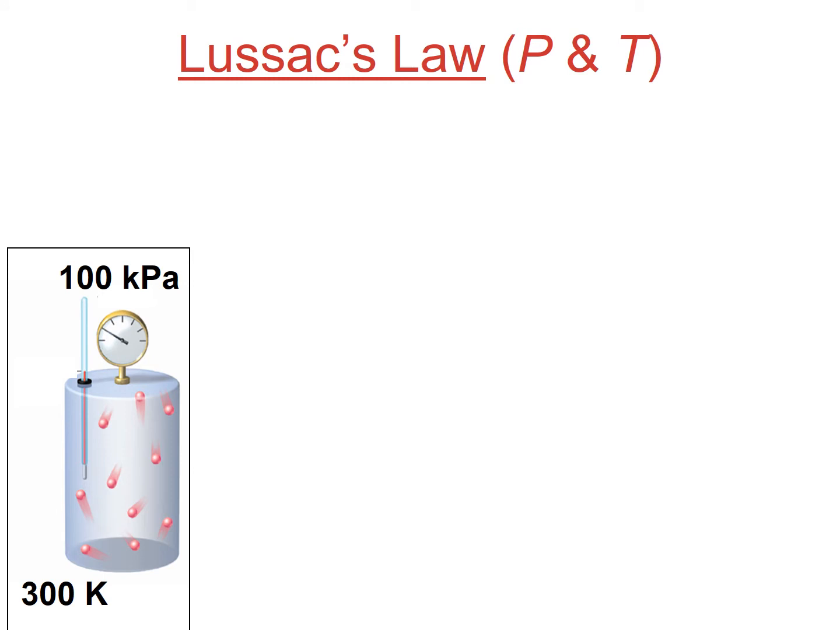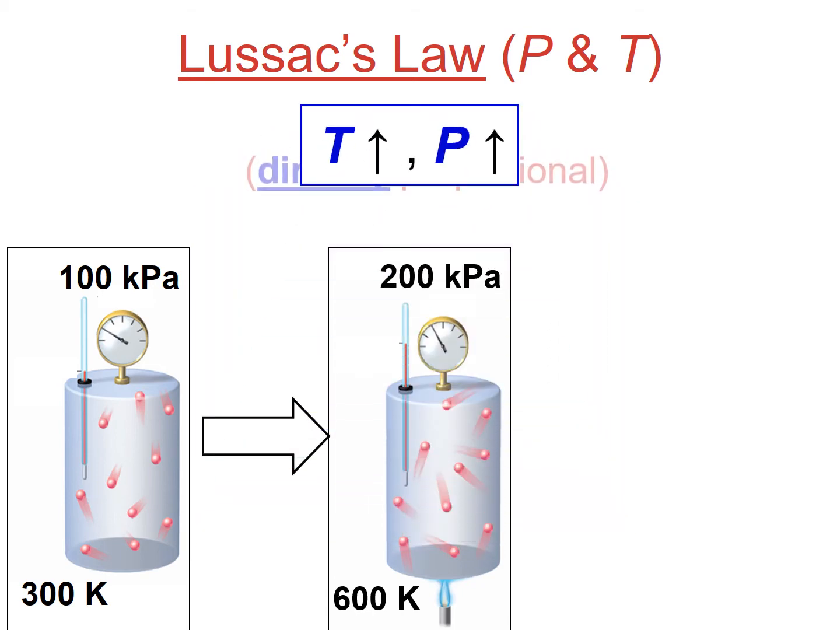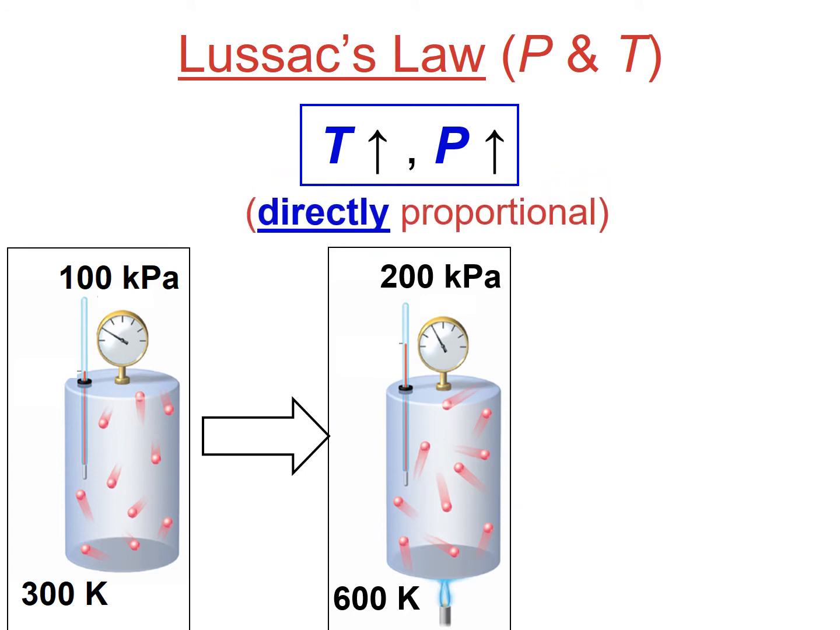Lussac's law, another law here. Pressure and temperature, what did those two do? 100 kilopascals and 300 K goes to 200 kilopascals and 600 K. Both go up, we see. So another direct proportion, just like Charles' law. Lussac's law does the same thing. So T goes up, P goes up. Direct proportion.